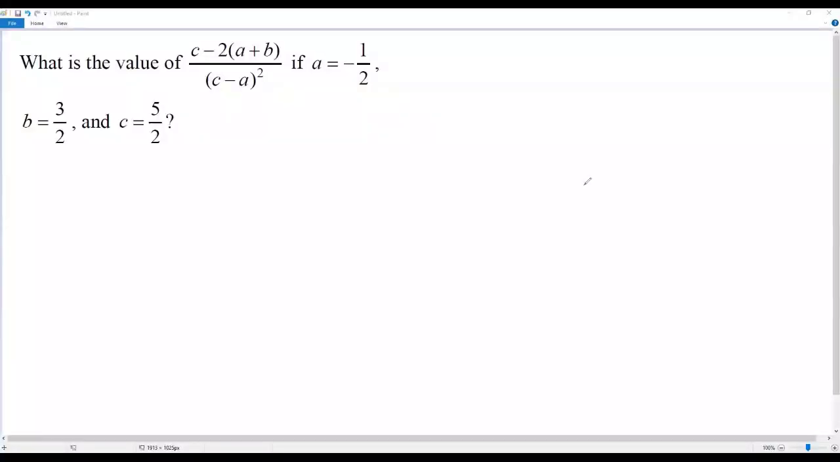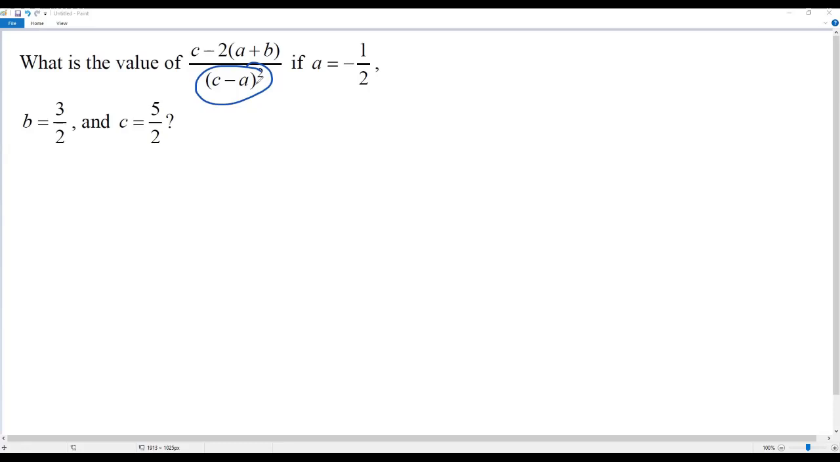Here we have a problem on evaluating an expression. That is, we have to evaluate the given expression for the given values of A, B, and C. Actually, here we have a fraction. The expression in the numerator and the expression in the denominator are completely separate.